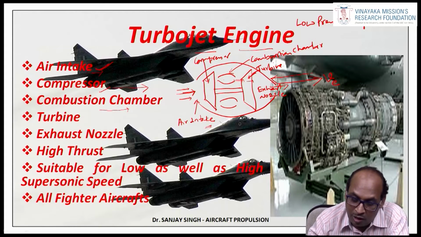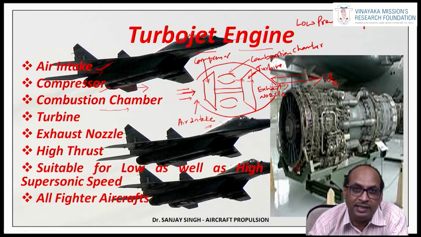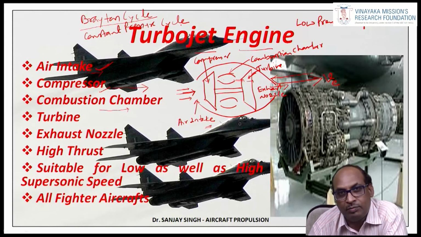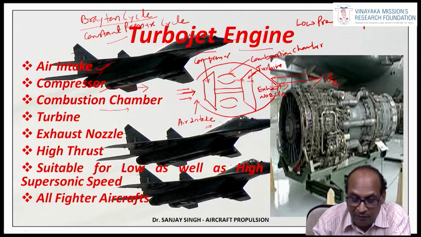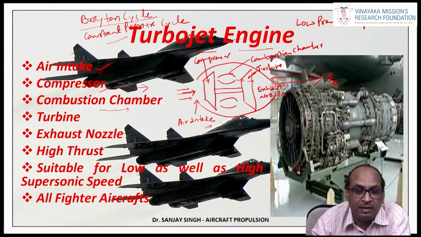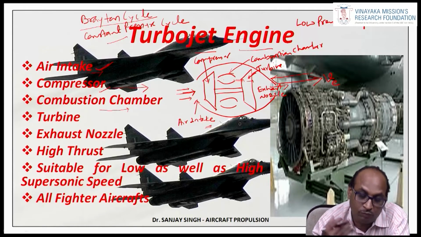All these processes which are taking place inside the jet engine are at constant pressure. That's why the cycle being followed is called the Brayton cycle. Brayton cycle is also called the constant pressure cycle. Even the combustion is taking place at constant pressure. There are different types of combustion chambers and different types of compressors, axial flow compressor, centrifugal compressor, that we will discuss.